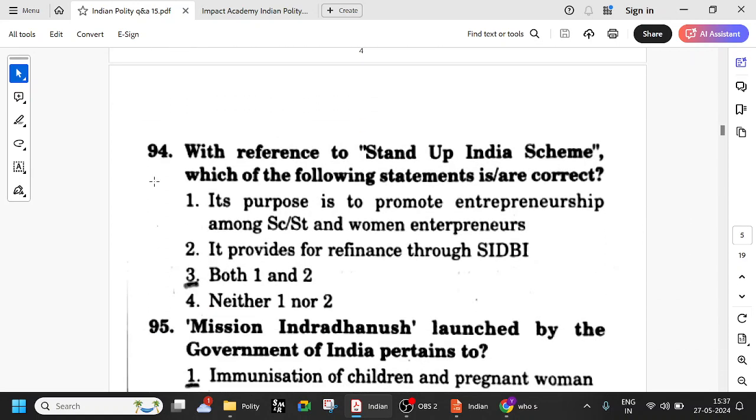So with reference to the Stand Up India scheme, which of the following statements is correct? Okay, Stand Up India. Its purpose is to promote entrepreneurship among SC/ST and women entrepreneurs. It provides for refinance through SIDBI. So both are correct. Major focus is on SC/ST and women, and it has refinance through SIDBI.